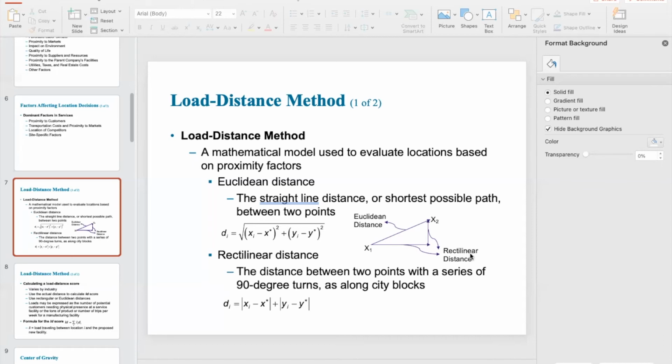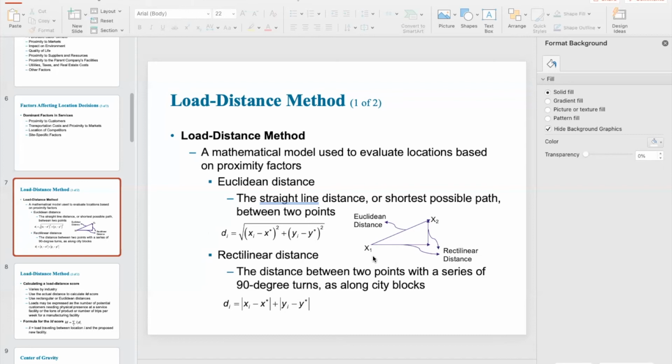Okay, so basically here, if we are within a coordinate system, every single place can be viewed as a pair of x and y values within that coordinate system. How do we get the corresponding Euclidean distance and also rectilinear distance? Very simple. The equation I already show here.